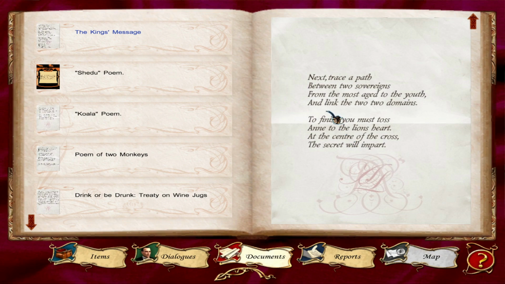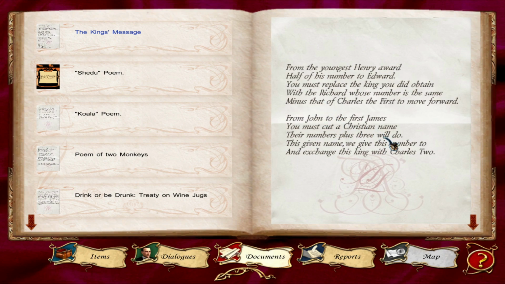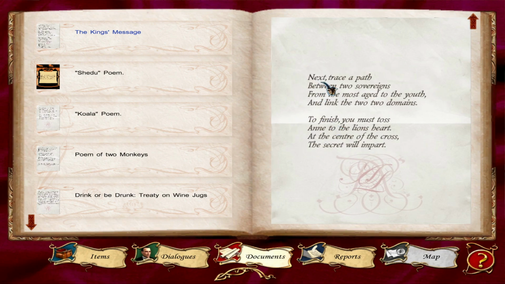Next, trace a path. So I'm guessing similar to before with the James and the John. Right? Yeah, James and John. Okay. Next, trace a path between two sovereigns from most aged to the youth and link the two domains. This I'm not really sure. Link the two domains. So, like, do I swap them?